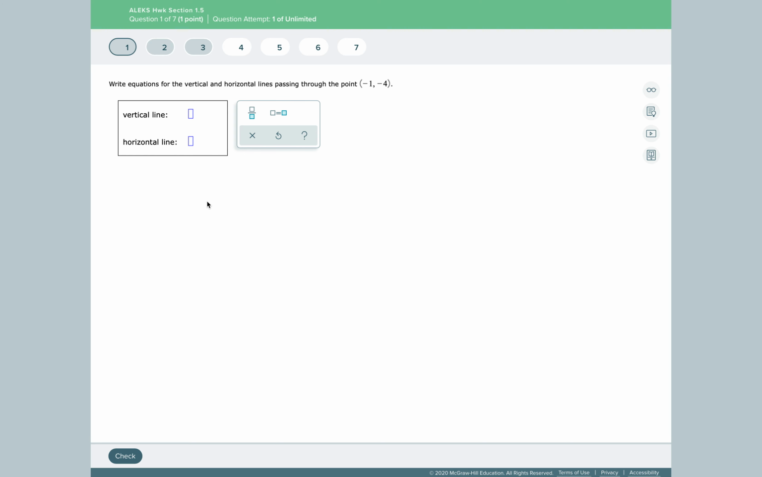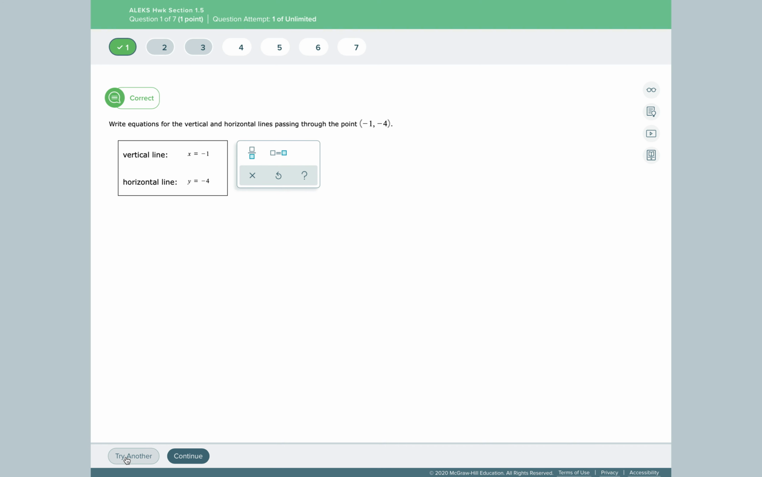Okay, in this problem, it says to write equations for the vertical and horizontal lines passing through the point (-1, -4). For this point, the x value is -1, and for the vertical line running through this point, we use the x coordinate as the guideline. So we have x is equal to -1, and -4 is the y value, so in this case we have y is equal to -4. It's kind of like thinking of your x-intercept as x equals -1 and your y-intercept as y equals -4. Checking, the result is correct.